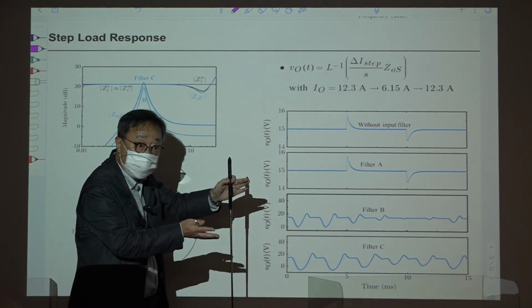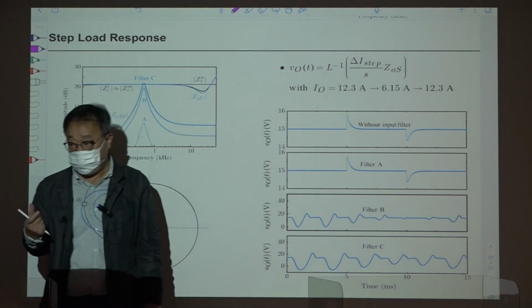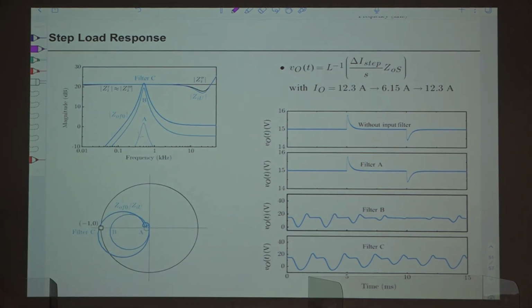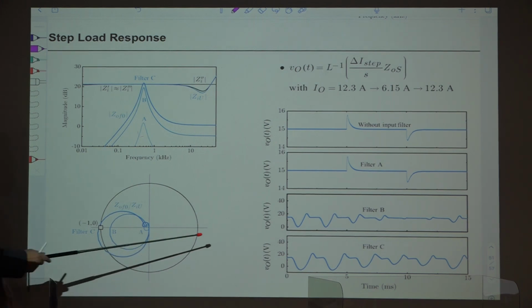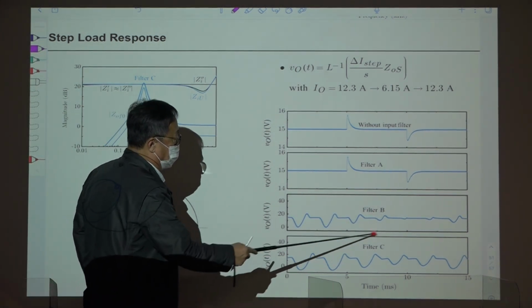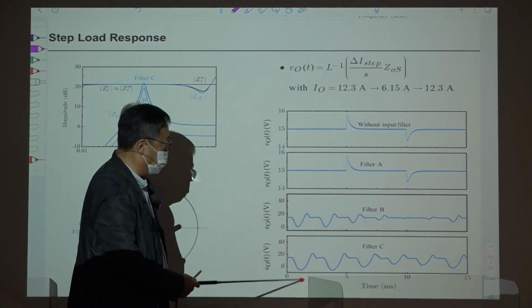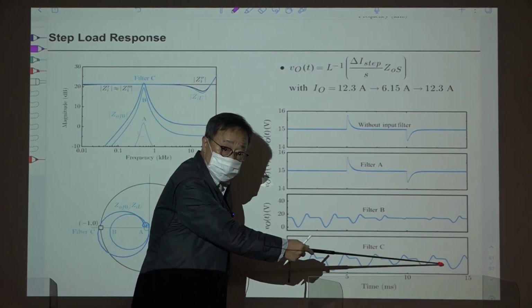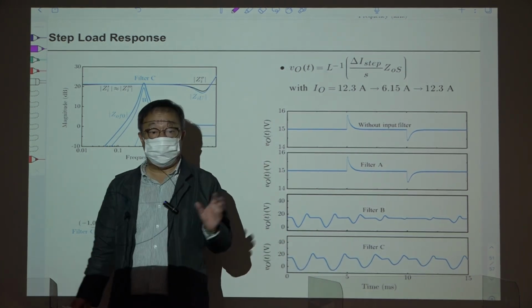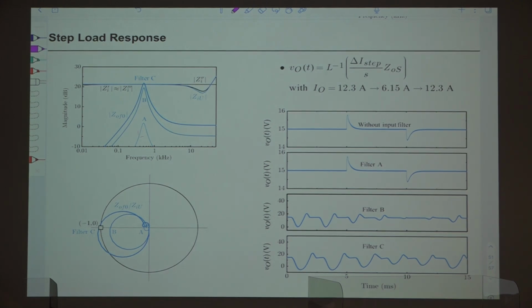huge gap. Okay? And this filter B provide very small margin. It is almost unstable. So the output impedance, output voltage shows some strange behavior like this. And with filter C, the converter is obviously unstable. It shows oscillation like this. Okay? So this is well verified by this time domain measurement, simulation, and analysis.